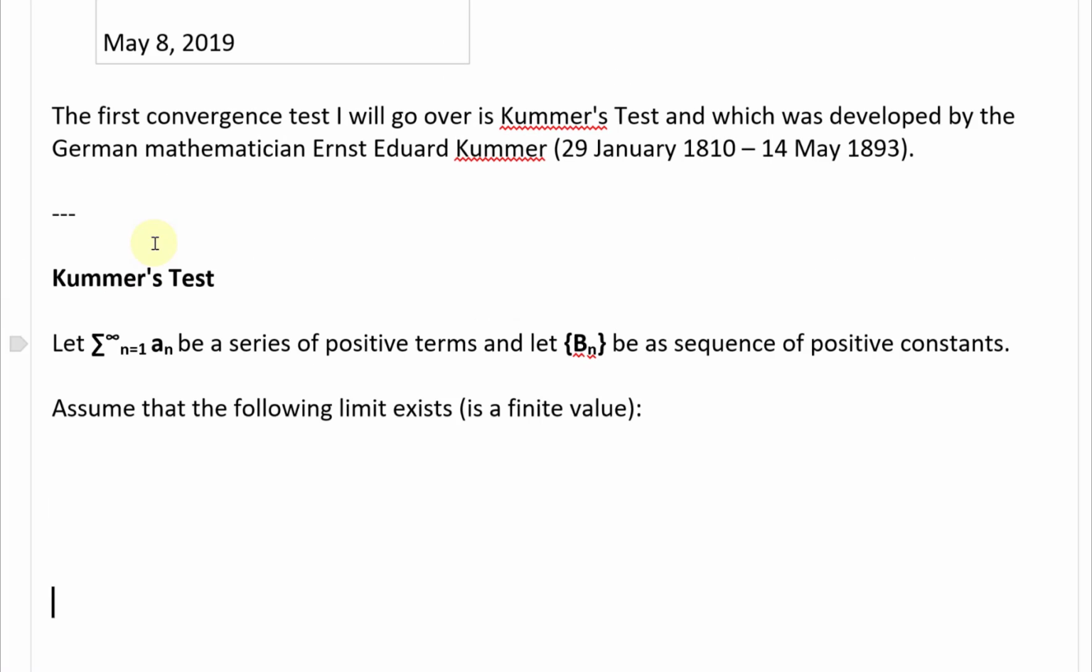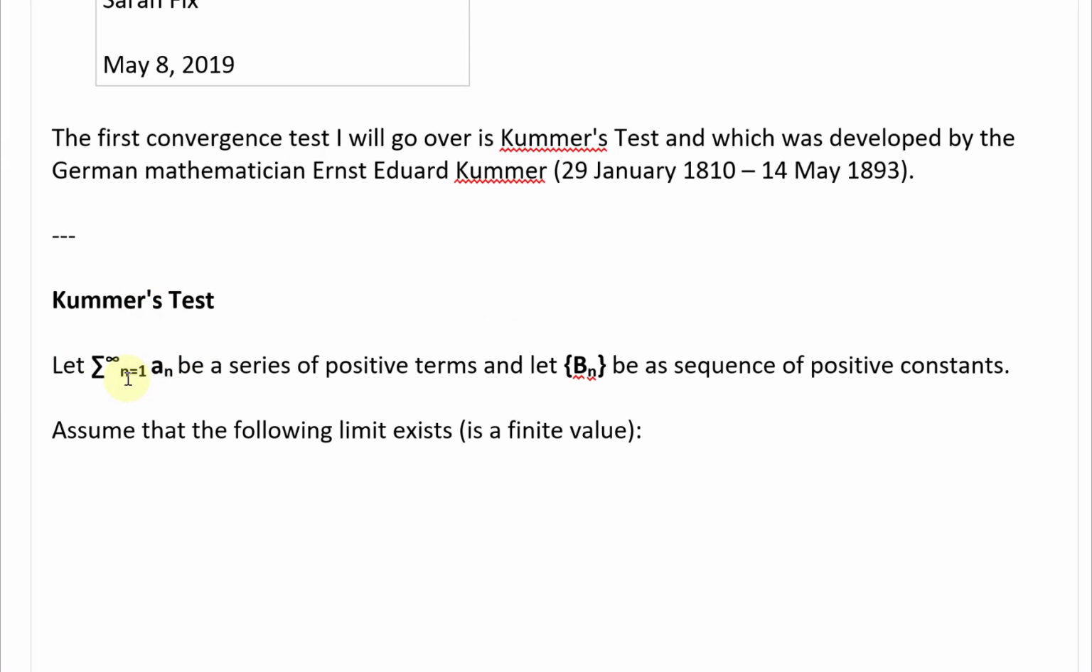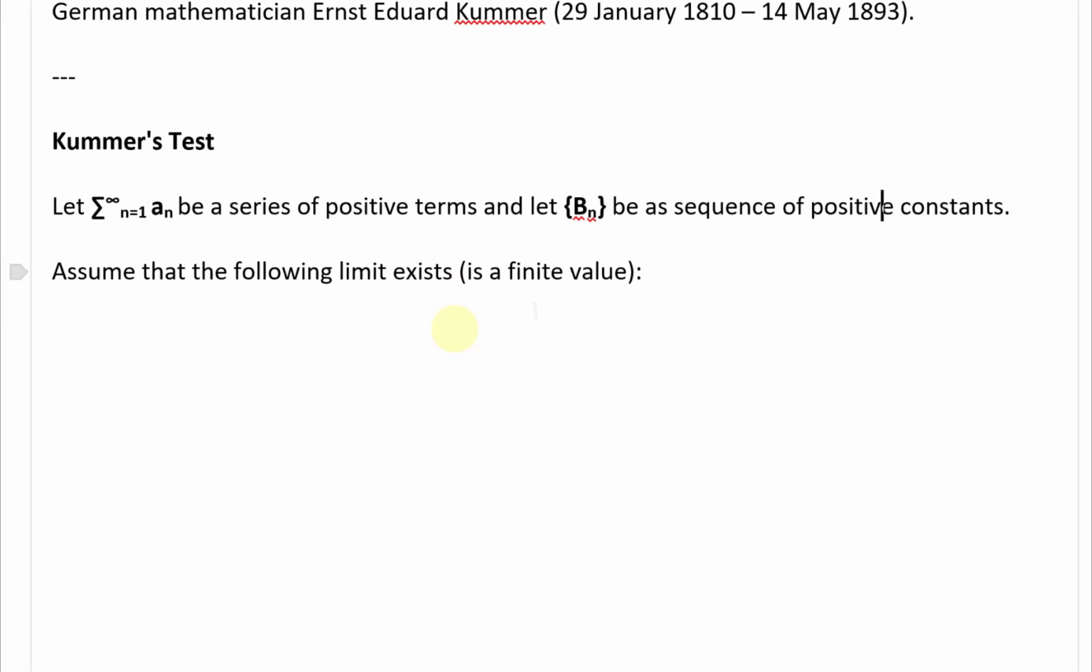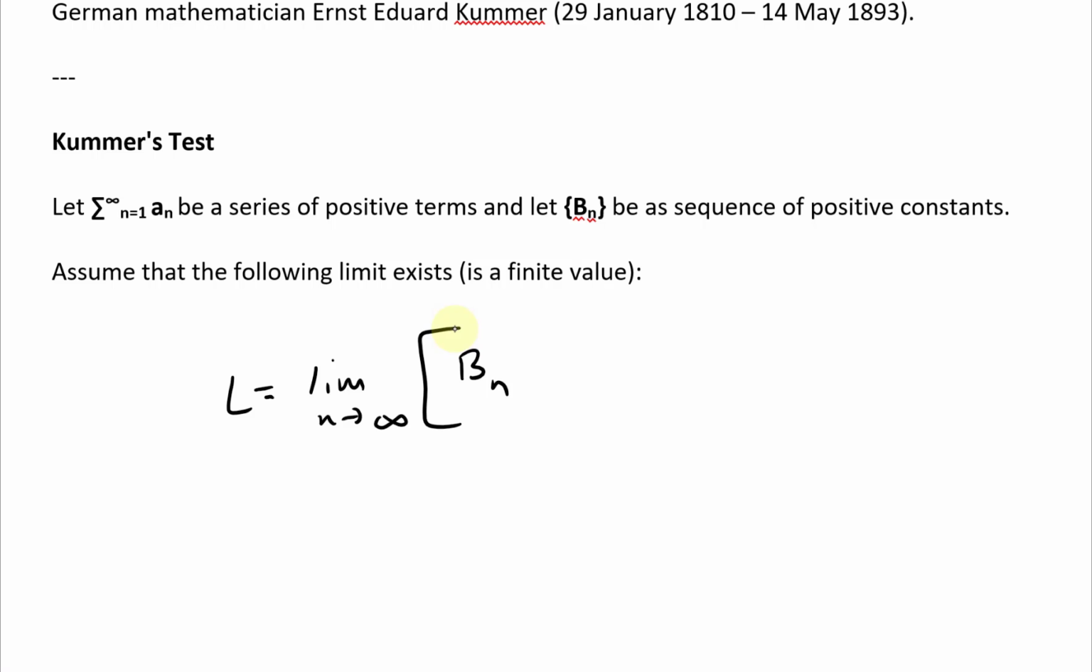Let the series, the summation from n equals 1 to infinity of an, be a series of positive terms, and let bn, in brackets, be a sequence of positive constants. Assume that the following limit exists, i.e. is a finite value. So let's say L is equal to the limit as n approaches infinity of bn times an over an plus 1, minus bn plus 1. So the a's are the positive terms of the series, and the bn's are just positive constants.